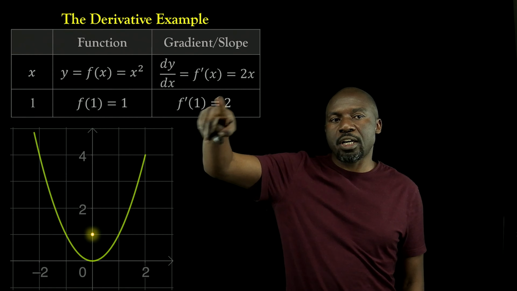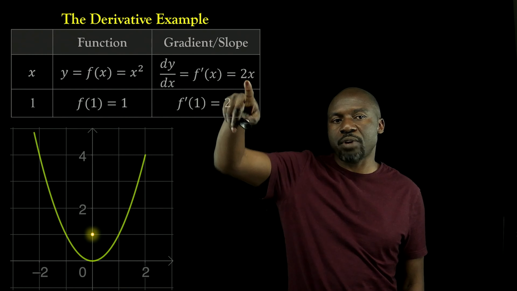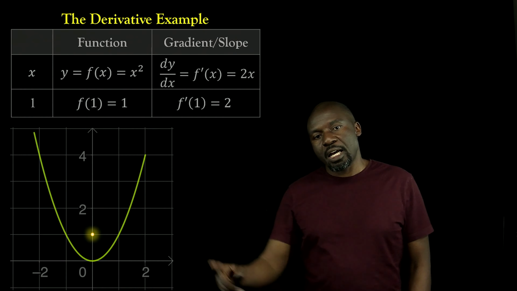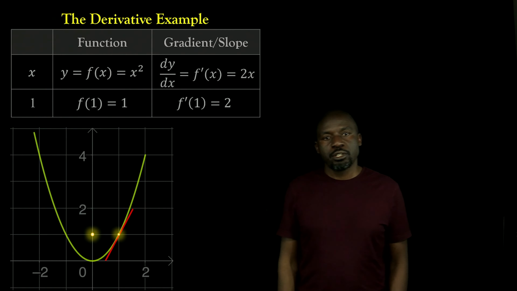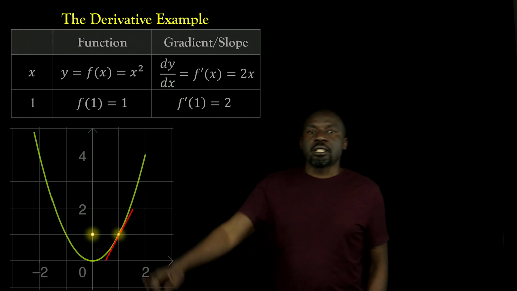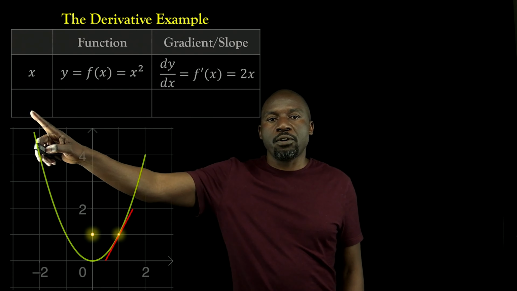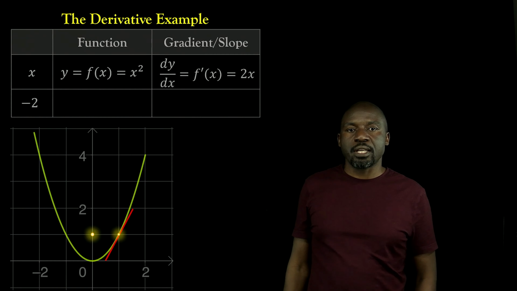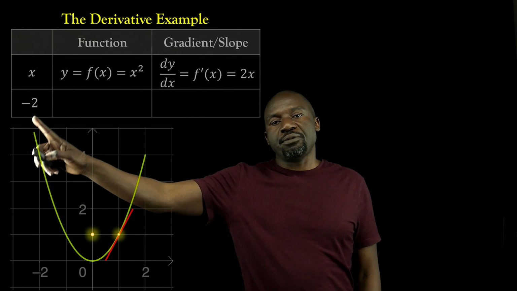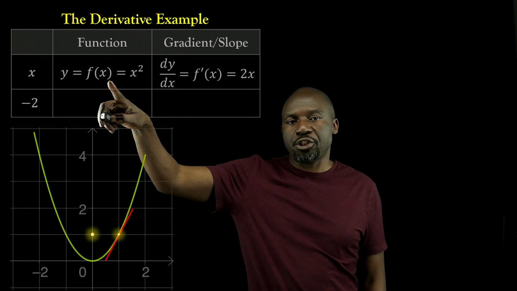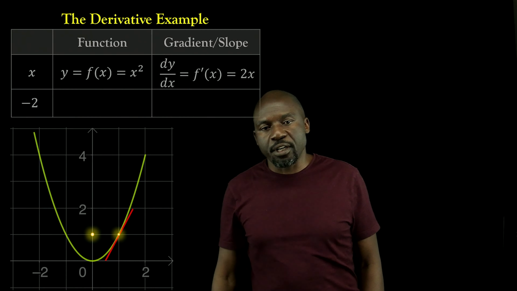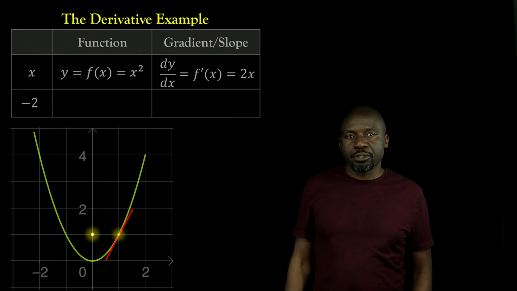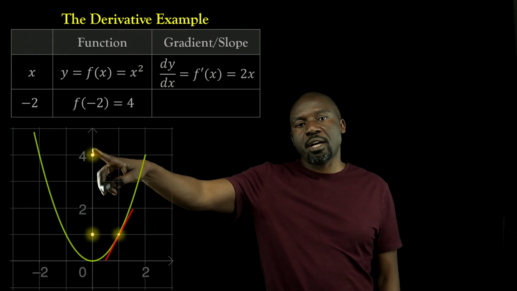we substitute that into the gradient function, which we found as 2x, and we'll find that the gradient at the point where x equals 1 is going to be 2. Similarly, at the point where x is negative 2, for example, if we wanted to find the value of the function, we substitute in the function equation, and f of negative 2 should give us 4, which will come here as the function.